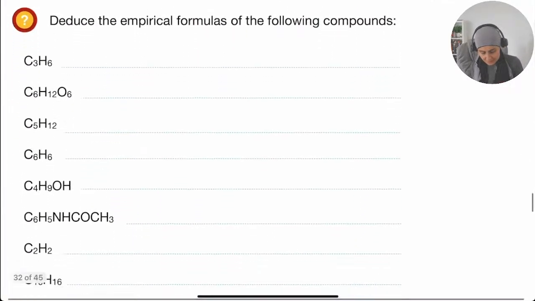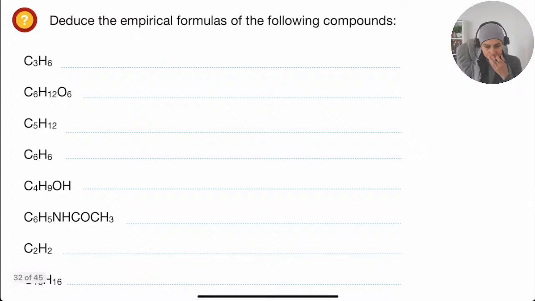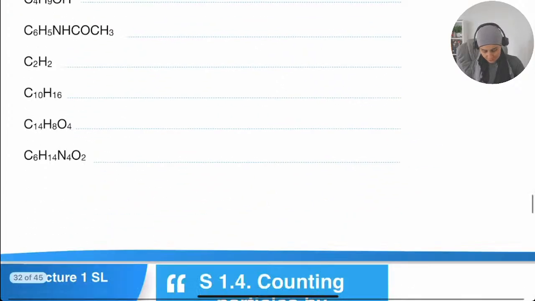And let's do this question. Deduce the empirical formulas for the following compounds. So I just have to cancel the small indices out. So for C3H6, I would cancel out by 3, CH2. For C6H12O6, I divide by 6, so CH2O, and so on. I'm not going to do those.